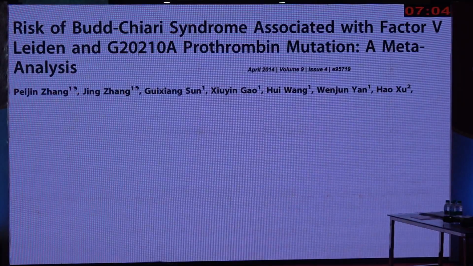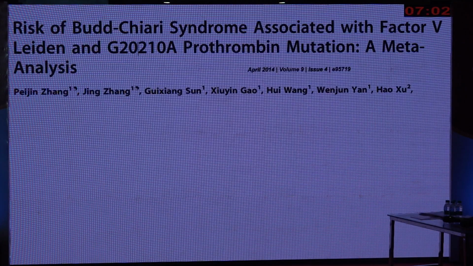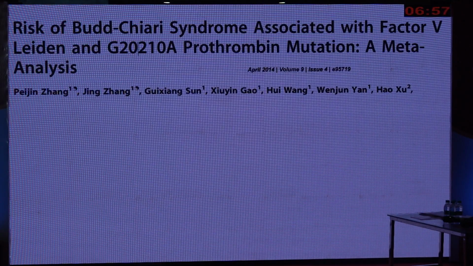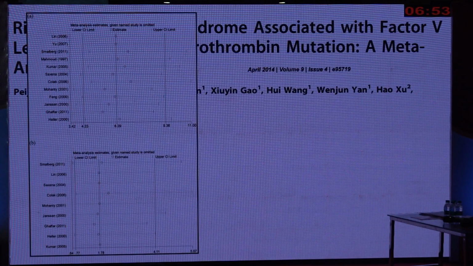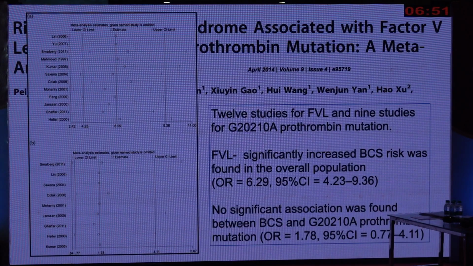And this is a large meta-analysis published on the risk of Budd-Chiari syndrome associated with factor V Leiden and the prothrombin mutation. This is the odds ratio of having these mutations in patients with Budd-Chiari syndrome. The factor V Leiden was significantly increased, with an odds ratio of around 6 times compared to the overall population, whereas the prothrombin mutation is less common.